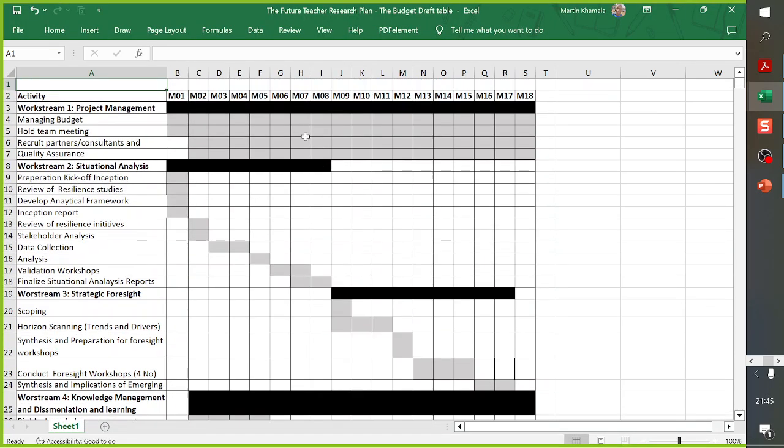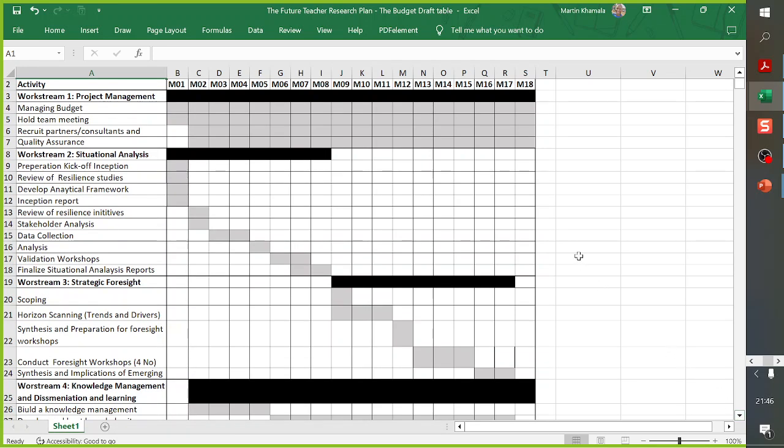I realized what you have done, and you have done a lot of work. I'm not complaining, but for now, this was just much simpler. You can see you have a project management work stream, and obviously this one goes all through. And then we had put how many? Managing budget, managing meetings, recruiting partners, quality assurance, and you can also order the other things that you have put there. And actually, inception should be there. So the other work streams too, which are situation analysis, preparation and kickoff and inception, actually those can go to project management, and you can see it's just one month.